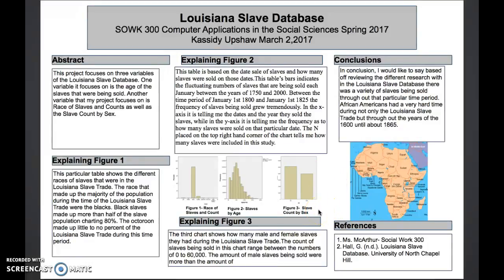In conclusion, based off reviewing this different research within the Louisiana slave database, there is a variety of slaves being sold throughout that particular time period. African Americans had a very hard time during not only the Louisiana slave trade, but throughout the years of the 1600s until about 1865. Over in my right-hand corner, you'll see a map that I have of the different parts of Africa and the different parts where the slaves were being sold back in the years between 1600 until about 1865.